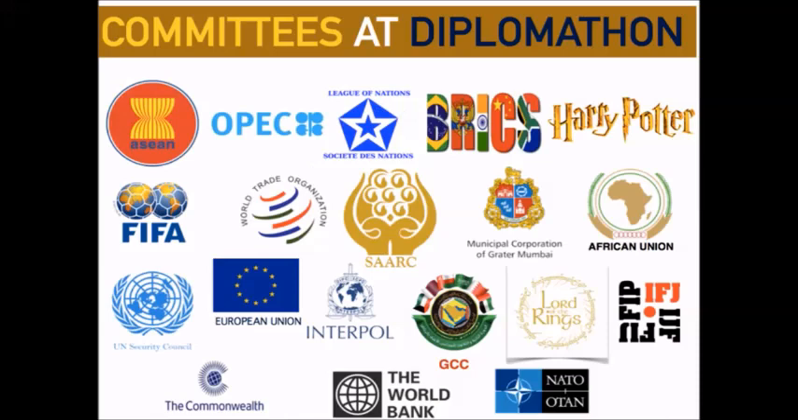So now let's have a look at certain committees which we have simulated in the past Diplomathon conferences, and we follow that up with the academic and non-academic benefits of these conferences for students. In the previous Diplomathon conferences, we've had committees like ASEAN, OPEC, League of Nations, BRICS, World Trade Organization, SAARC, Municipal Corporation of Mumbai, African Union, UN Security Council, Interpol, European Union, GCC, IFJ, World Bank and NATO. And for the 6th and 7th standard students, we've had committees like Harry Potter, FIFA and the Lord of the Rings.